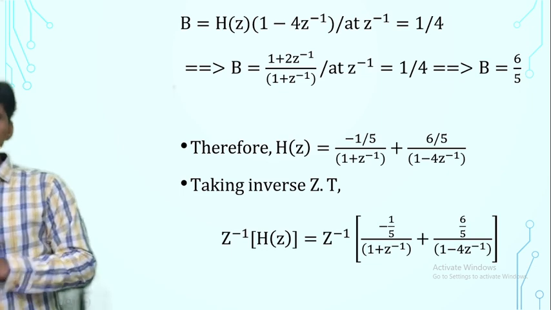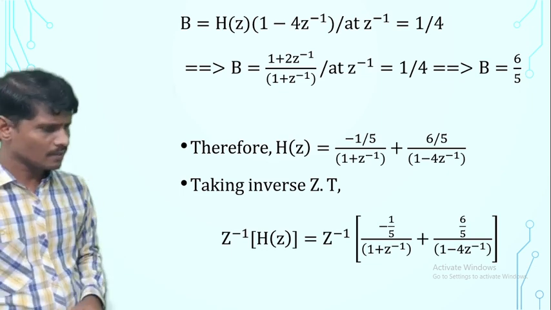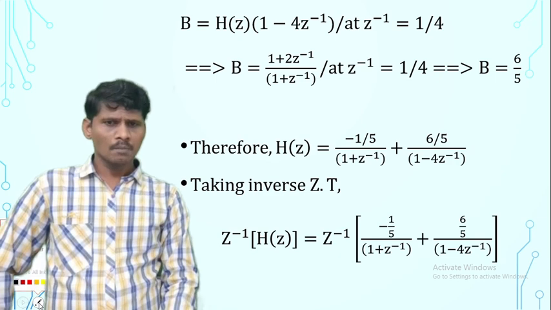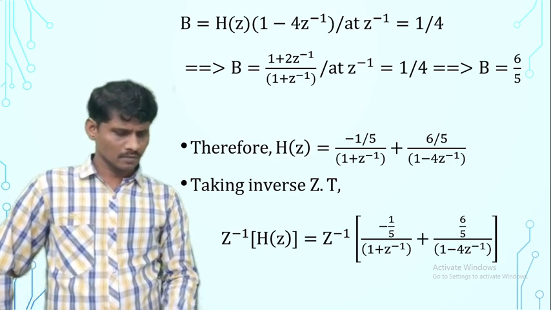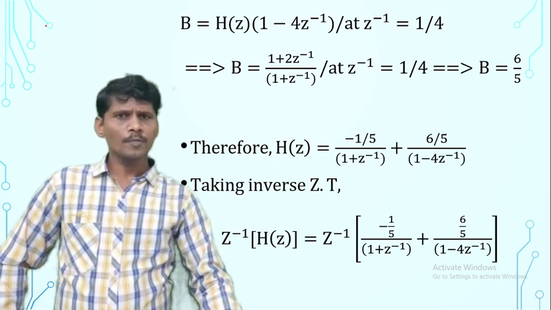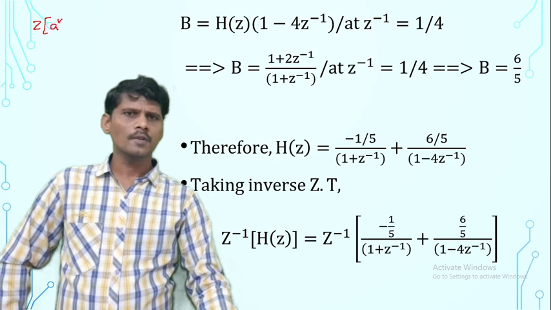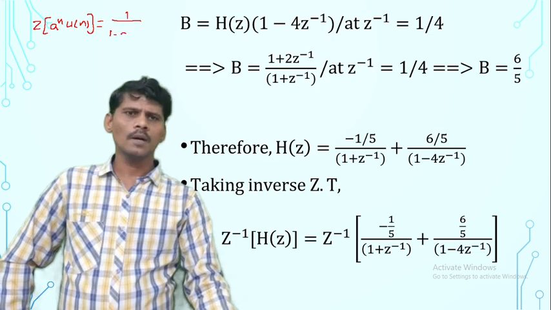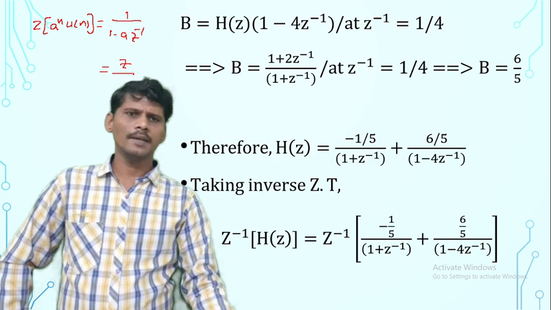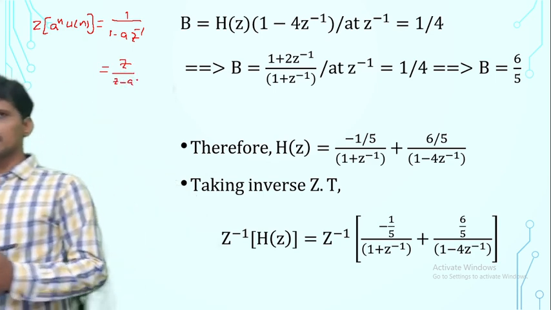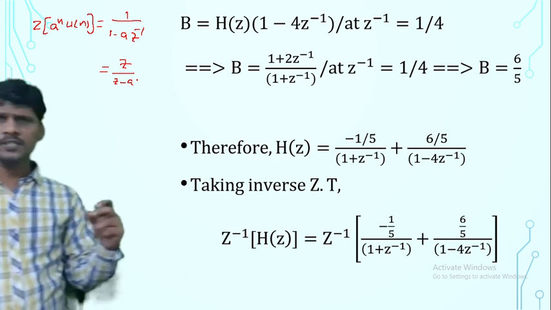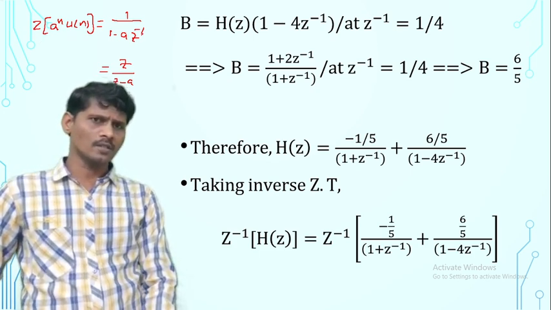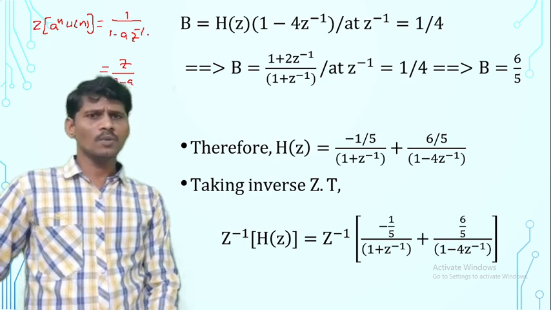So now taking the inverse Z transform on both sides. Z inverse of LHS term is equal to Z inverse of RHS term. But we know that the Z transform of A power n U of n is 1 by (1 minus A Z inverse), or Z by (Z minus A). So in this equation, the Z transform of this term is equal to this. So in this equation, taking the inverse Z transform on both sides.